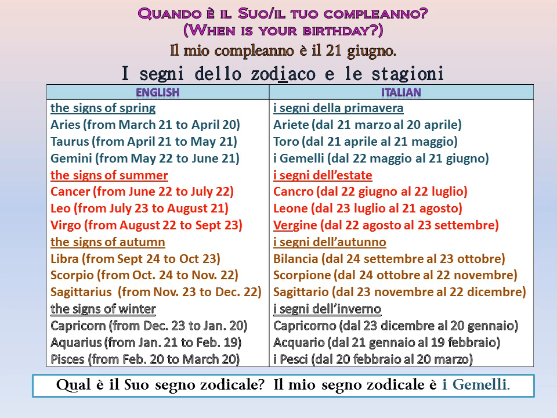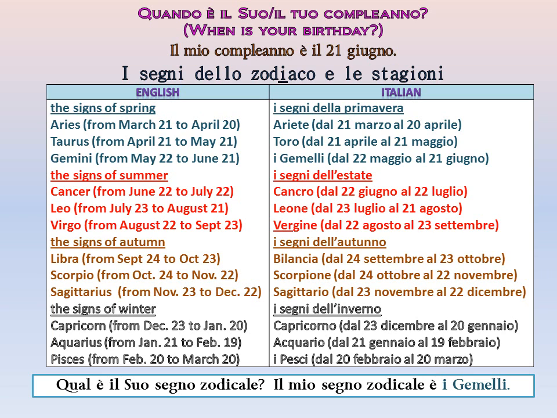Leone, dal 23 luglio al 21 agosto. Vergine, dal 22 agosto al 23 settembre. I segni dell'autunno. Bilancia, dal 24 settembre al 23 ottobre. Scorpione, dal 24 ottobre al 22 novembre. Sagittario, dal 23 novembre al 22 dicembre. I segni dell'inverno. Capricorno, dal 23 dicembre al 20 gennaio.